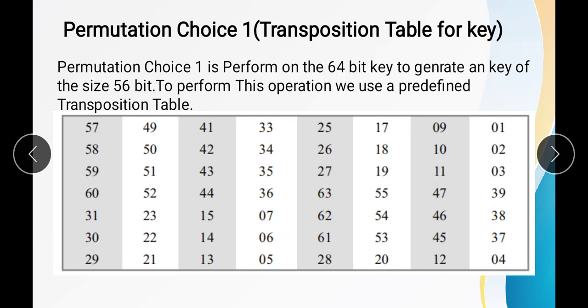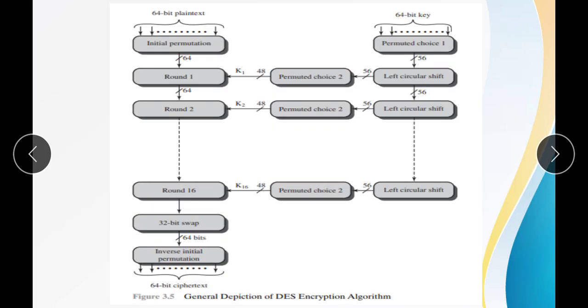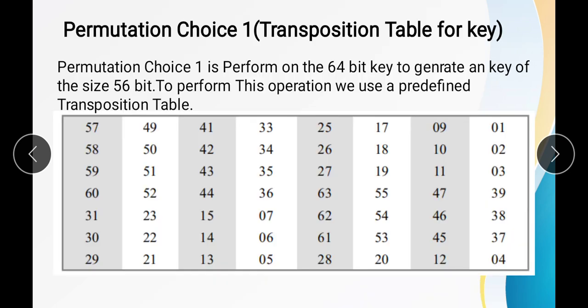Now permutation choice 1. Let's go to the first part again. Permutation choice 1 is the table where we apply the 64-bit key, and after permutation choice 1 we get the output of a 56-bit key. So this is the permutation table, and for that we need a table, that is transposition table 1, or the transposition table for keys. It is a 64-bit table.